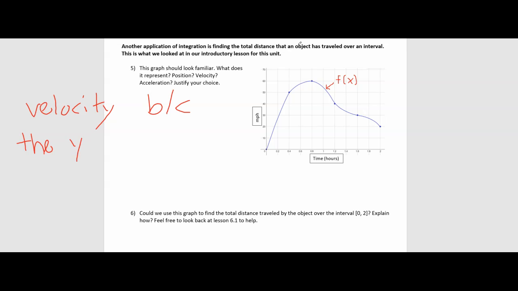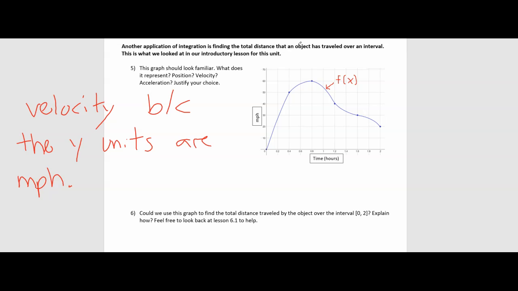Because the y units are miles per hour. If they were just miles, then it would be a position function. If they were miles per hour squared, then it would be an acceleration function. Just miles per hour, that is how fast you are traveling, so that is going to be a velocity function.